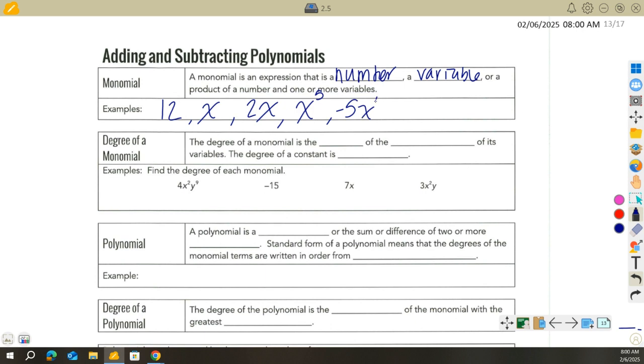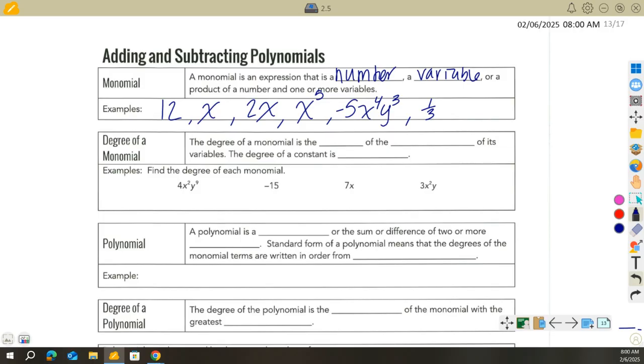You could have multiple variables. So -5 times x to the fourth times y to the third. That is a monomial as well. You could have a fraction, so 1/3. These are all monomials. And the big thing with monomials is there's no adding and subtracting going on. It's just a product. It is one term.